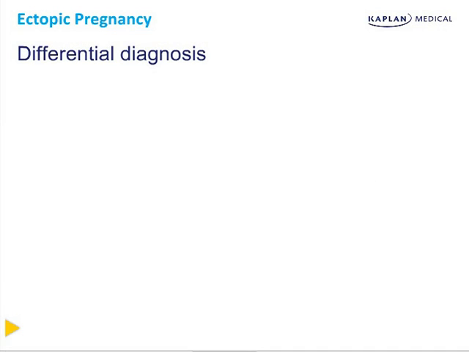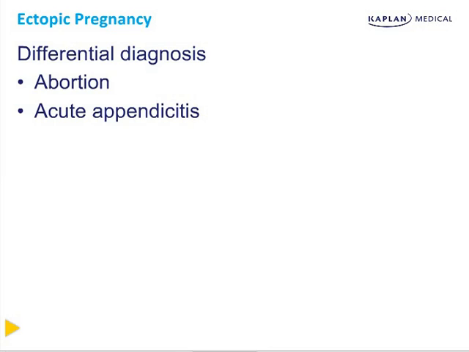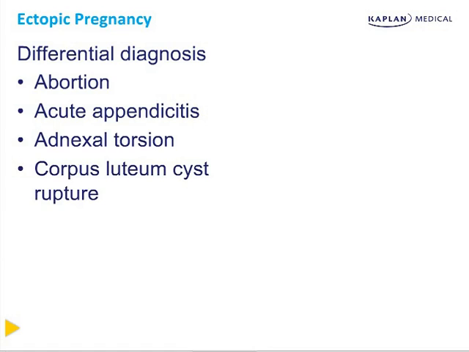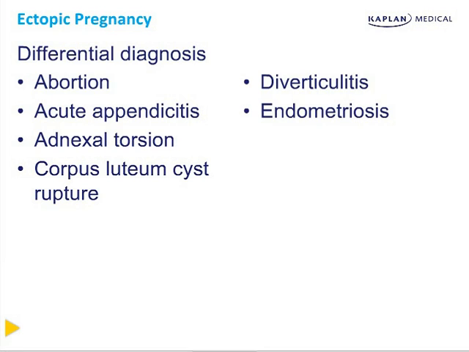The differential diagnosis of a woman presenting with lower abdominal pain is quite broad and includes an abortion, acute appendicitis, adnexal torsion, a corpus luteum cyst rupture, diverticulitis, endometriosis, gastroenteritis, pelvic inflammatory disease, or a urinary tract infection. In addition, vaginal bleeding has several pregnancy-related and non-pregnancy-related etiologies. It's important here to make our workup simplified. A pregnancy test is important in all premenopausal women who present with abdominal pain or vaginal bleeding in order to guide the direction of future workup.